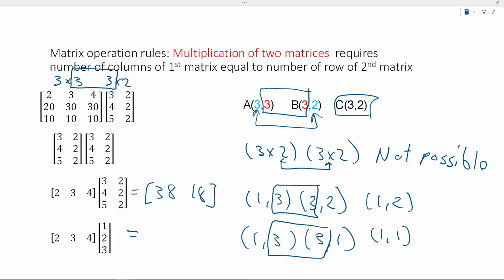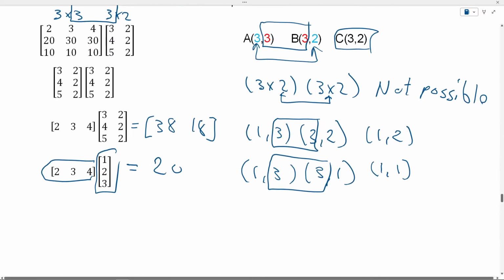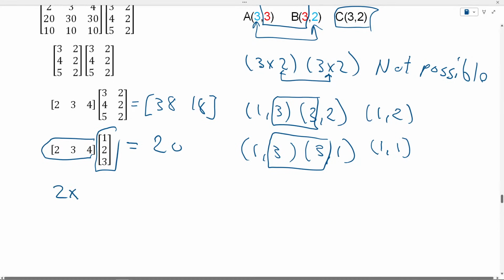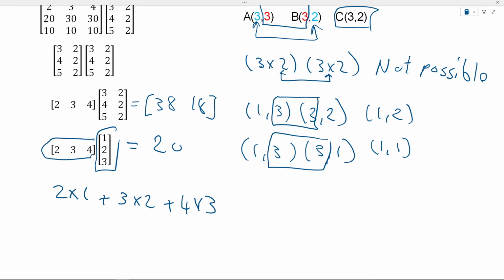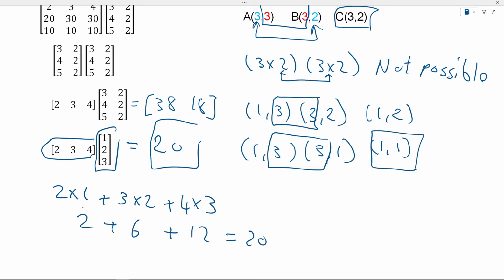And how to do this? Basically, you just multiply this guy by this guy, and that will give you just one number, which is 20. Because when you multiply this, that's 2 times 1 plus 3 times 2 plus 4 times 3. So this is 2 plus 6 plus 12, and that is equal to 20. So you just get a scalar, and that's 1 by 1, one row and one column. But it's just a scalar. You don't need to present it as a matrix.